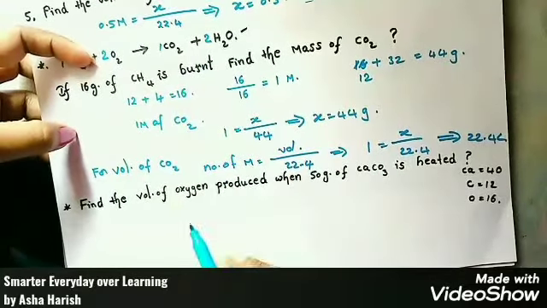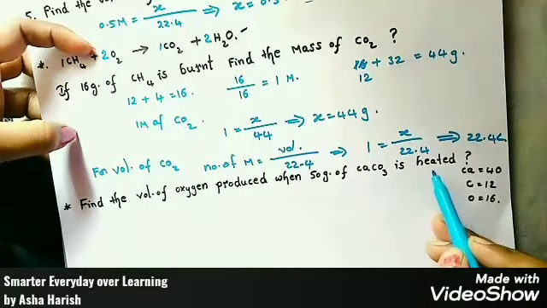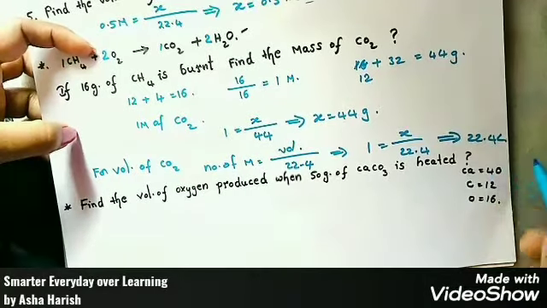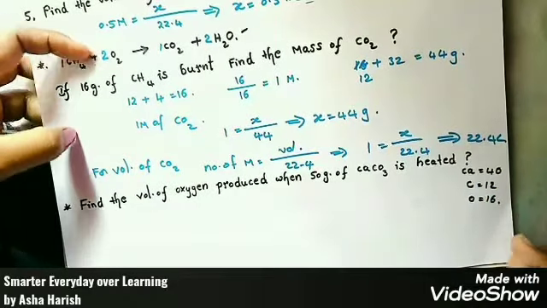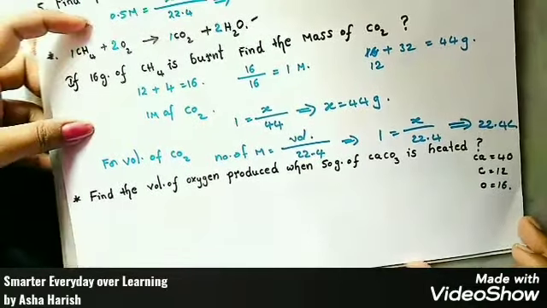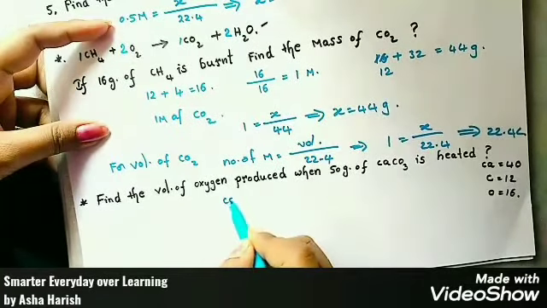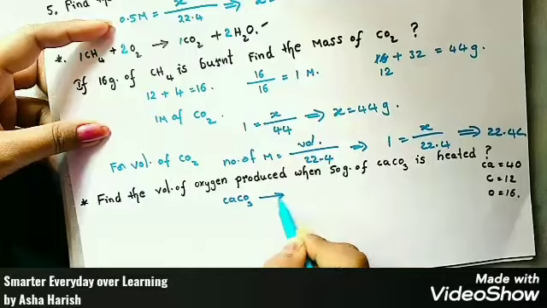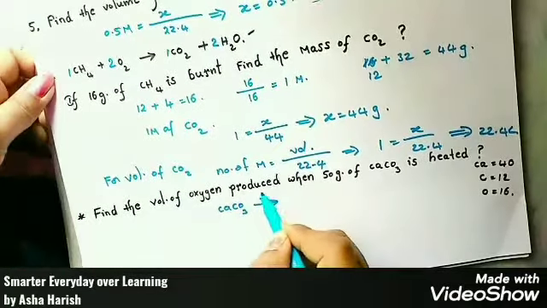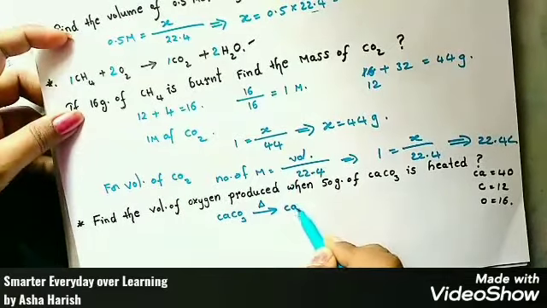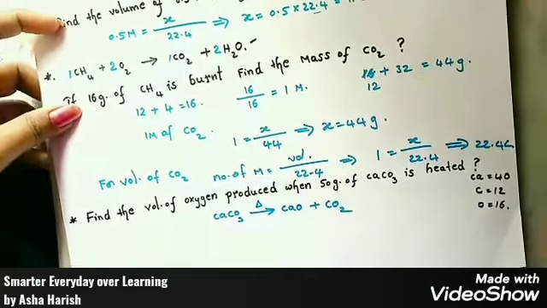Next question. Find the volume of oxygen produced when 50 grams of calcium carbonate is heated. So students, for this the atomic masses are also given in the question. Calcium 40, carbon is 12, oxygen is 16. For this, students, we have to write the chemical equation. Burning of calcium carbonate. So students, calcium carbonate you have to take as the reactant, and by heating, that means calcium oxide and CO2 are formed as products.